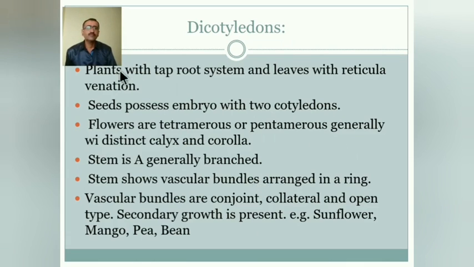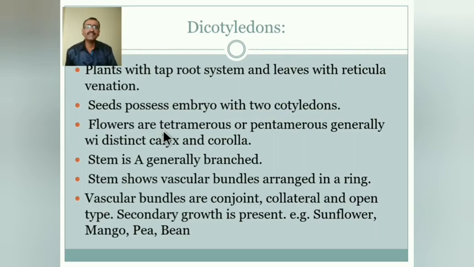Dicot: plant with a taproot system. In monocot, adventitious root system; in dicot, taproot system is there. Leaves with reticulate venation. In monocot, parallel venation is there; in dicot, reticulate venation is there. Seed possesses an embryo with two cotyledons. Di means two. Two cotyledons are present in dicot, one cotyledon is present in monocot.